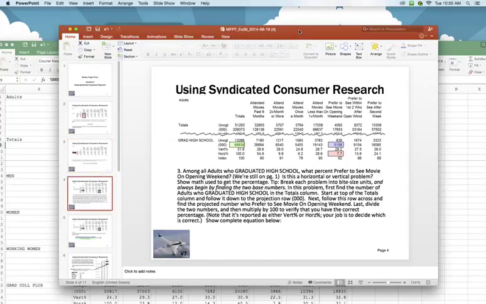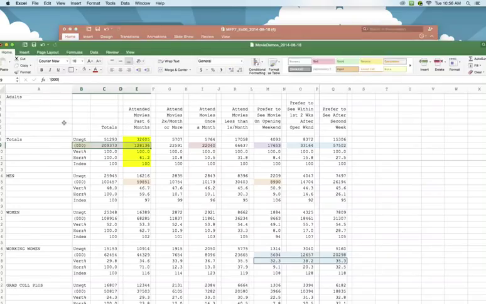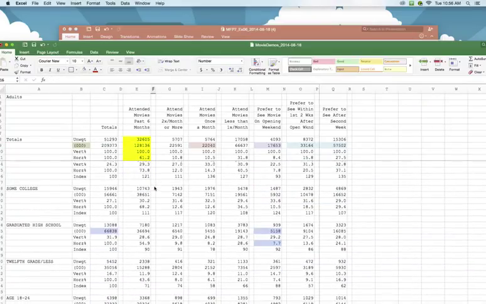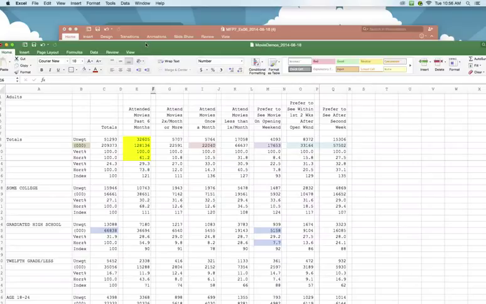Okay, so this is where it gets a hair complicated, but it's not too bad. So let's look at the syndicated research, and it says among all the adults who graduated high school, what percent prefer to see a movie on opening weekend. So they give you a list of instructions to do. An easy way to do this: go to graduating in high school and look at our totals and look at the people who want to observe this on opening weekend here.